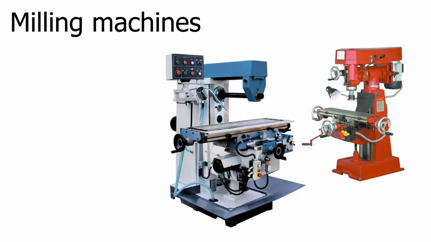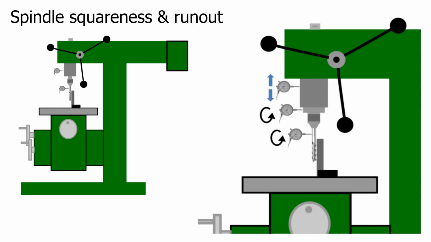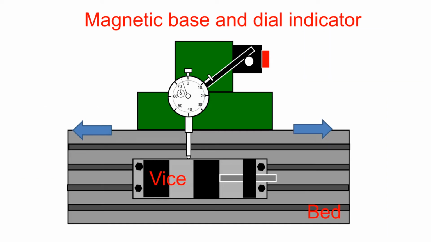Milling machines. Spindle squareness and runout are also issues that affect milling machines. An added dimension to the milling machine is the ability to move the table in various directions. Our work holding devices and workpieces need to be aligned to a specific axis of the machine. Pictured above is a magnetic base and dial indicator used to align the milling vise.